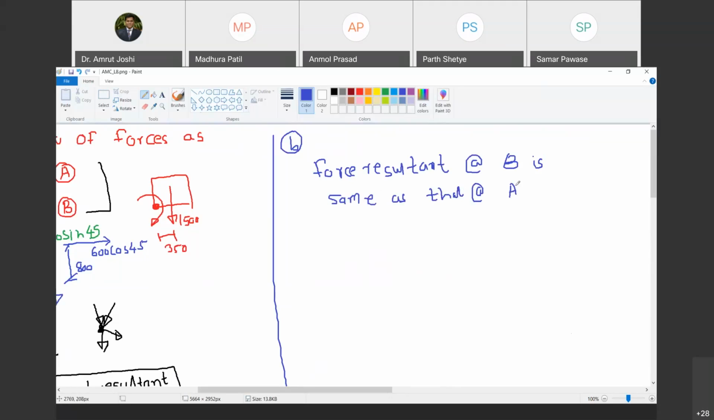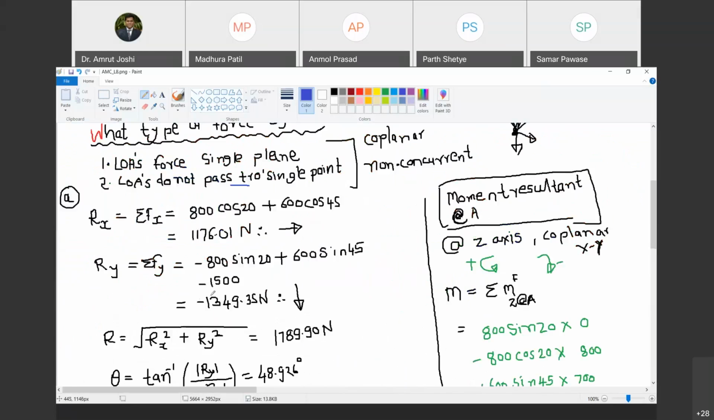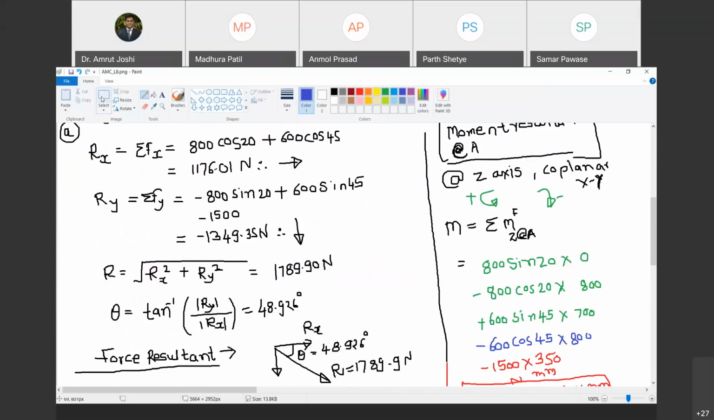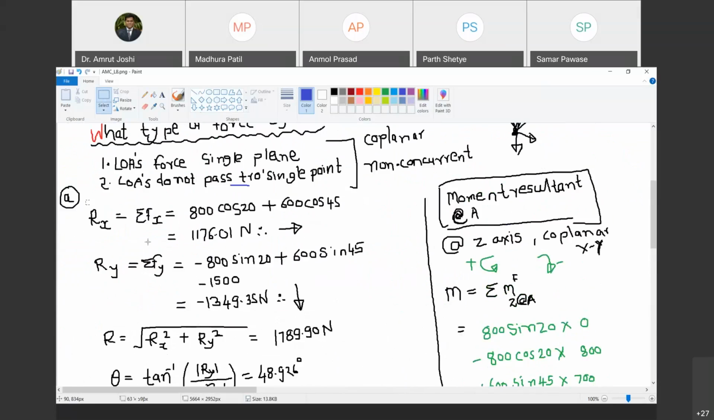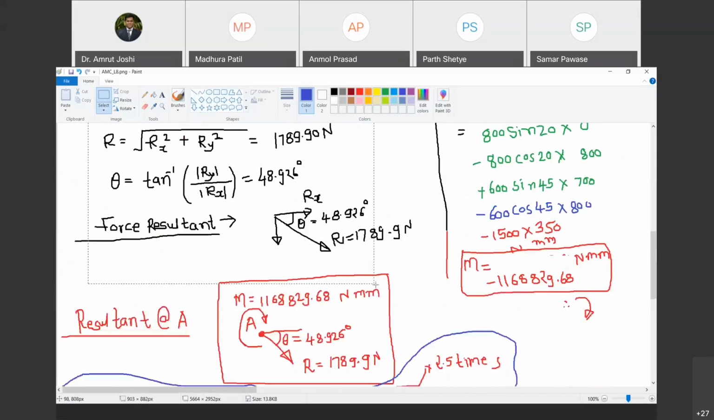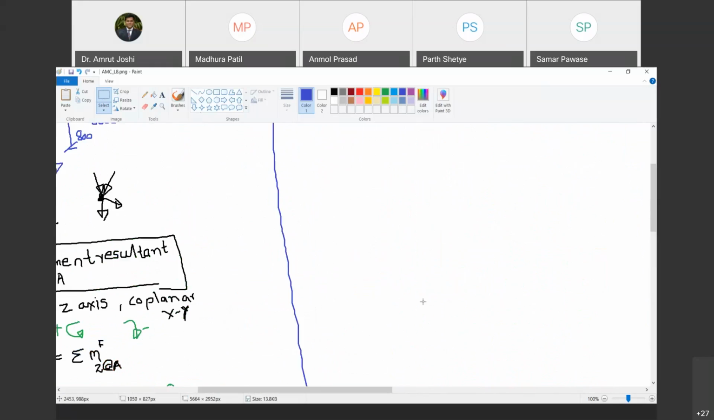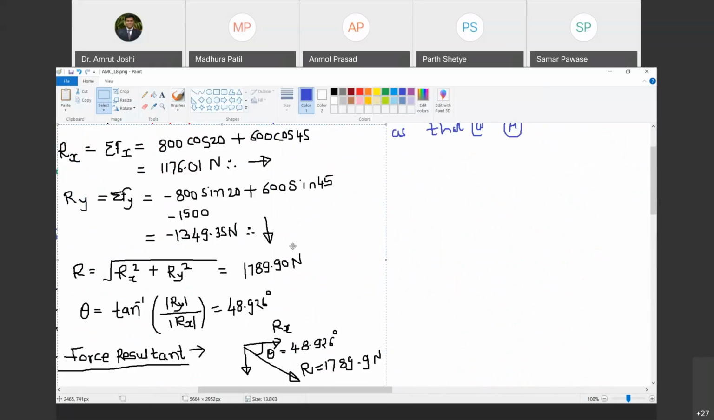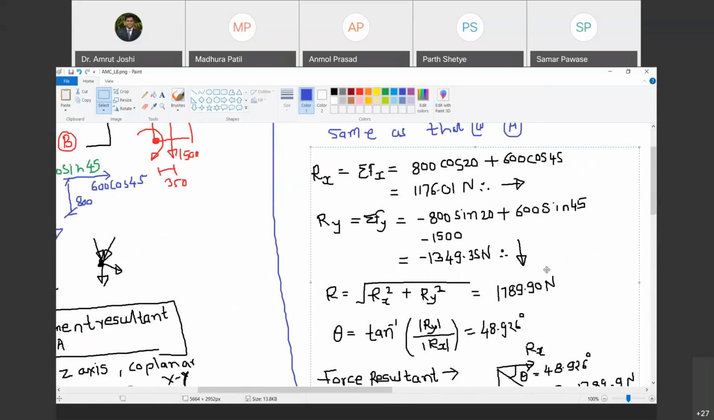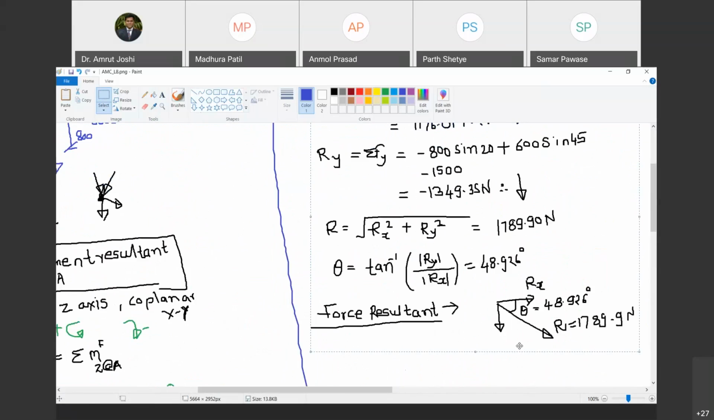Yes, sir. So what I'm going to do is just copy paste for completeness. I will just copy paste these things there. This is not going to change. That's what I mean to say. So you have to show these steps only to arrive at the force resultant.